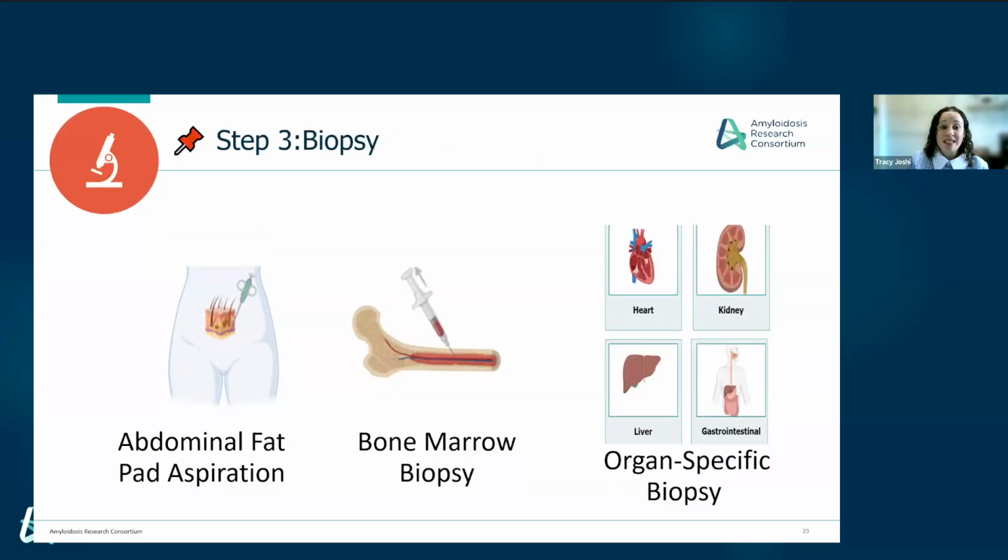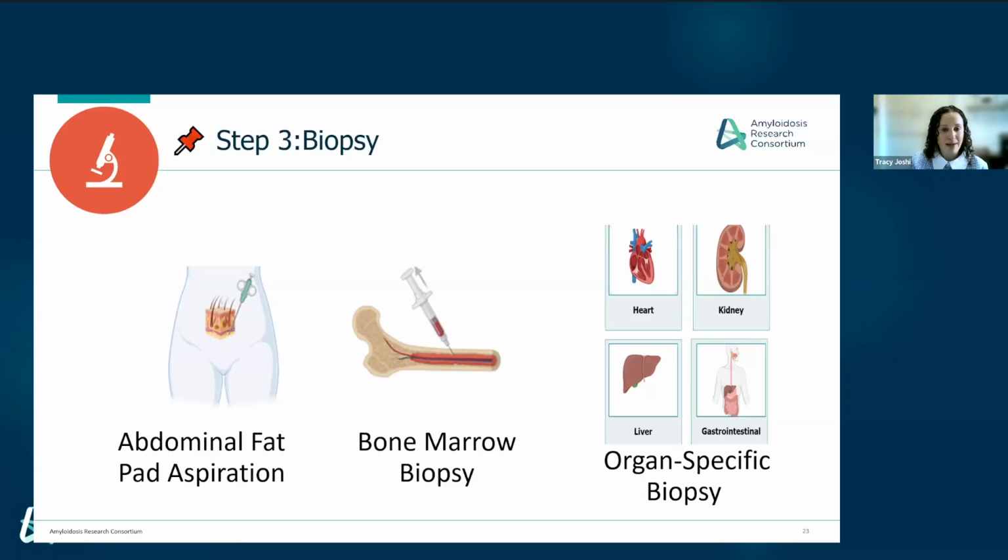One of the most important steps in diagnosing AL amyloidosis is obtaining a tissue biopsy. A biopsy involves taking a small sample of tissue from the body to examine under a microscope. This helps to confirm the presence of amyloid and determine the specific type of amyloid protein. There are many places a biopsy can be taken, but you only need one to confirm the diagnosis.